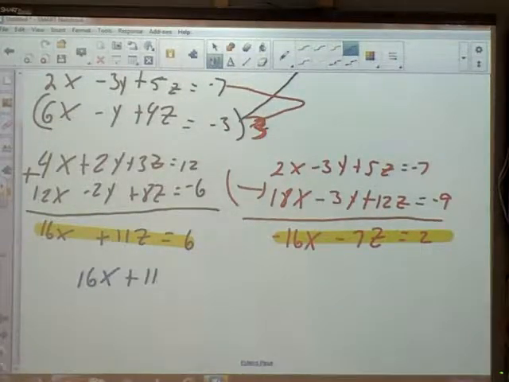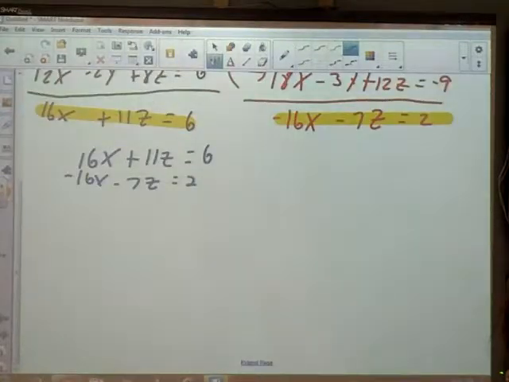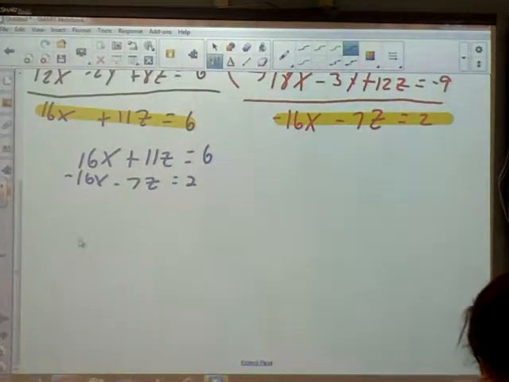16x plus 11z equals 6. And then negative 16x minus 7z equals 2. Okay. So now with those 16x's, are we going to be adding these 2 equations or subtracting? Add. Add them, good, because they got different signs.